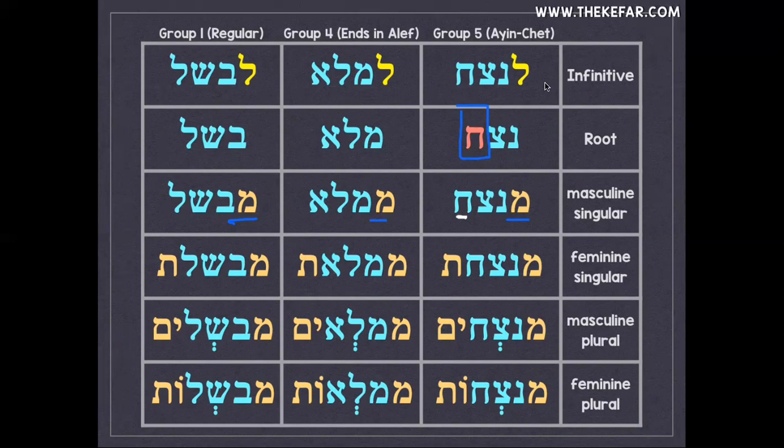Group 1, the regular group, was mevashelet, so e. Then we have memalet, so ae. And then menatzachat, so a. And then for the masculine plural and the feminine plural, they're pretty similar across the board. Mevashlim, memalim, menatzchim, and mevashlot, memalot, menatzchot. So really the differences are with the masculine singular and the feminine singular.